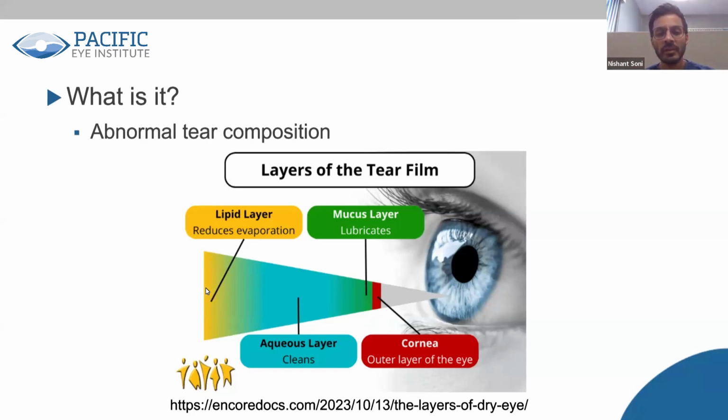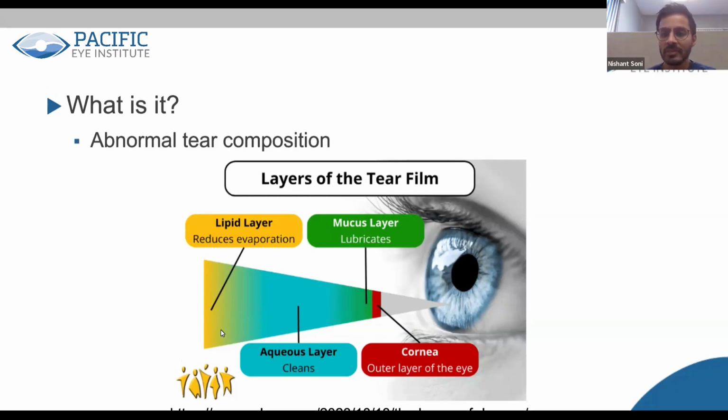The oil layer reduces the evaporation, or it keeps the tear film intact. And so, as I'll mention later, when you have the tear film intact, that's when you get the best lubrication of the eye. But if any of these layers are abnormal, then you can start to have some dry eye.